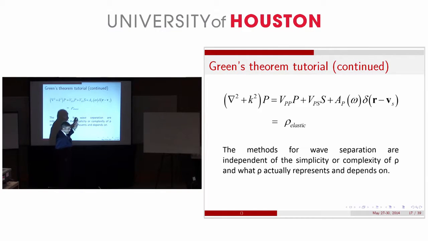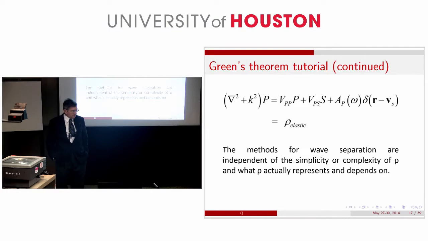The whole thing is that what you're going to see for the wave separation methods, like predicting the reference wave from the scattered wave, predicting both of them without injuring either one, deghosting, it does not care. Those methods do not care about the nature of rho. It could be acoustic, elastic, dispersive, absorptive, it doesn't matter. Those methods are independent of that. When you go to wave prediction for migration, you'll see it does care. For Green's theorem for wave prediction, it cares.